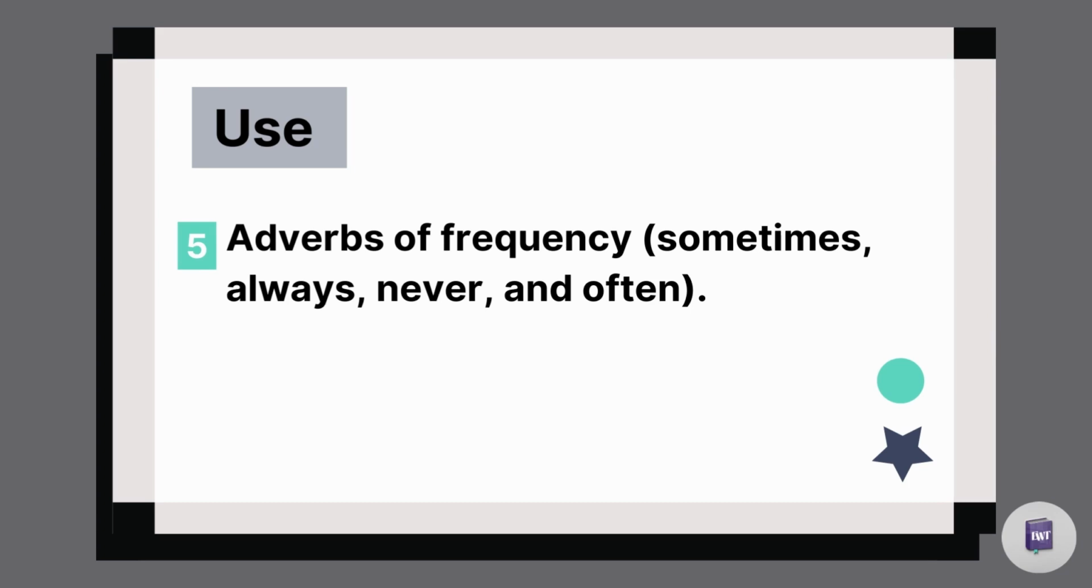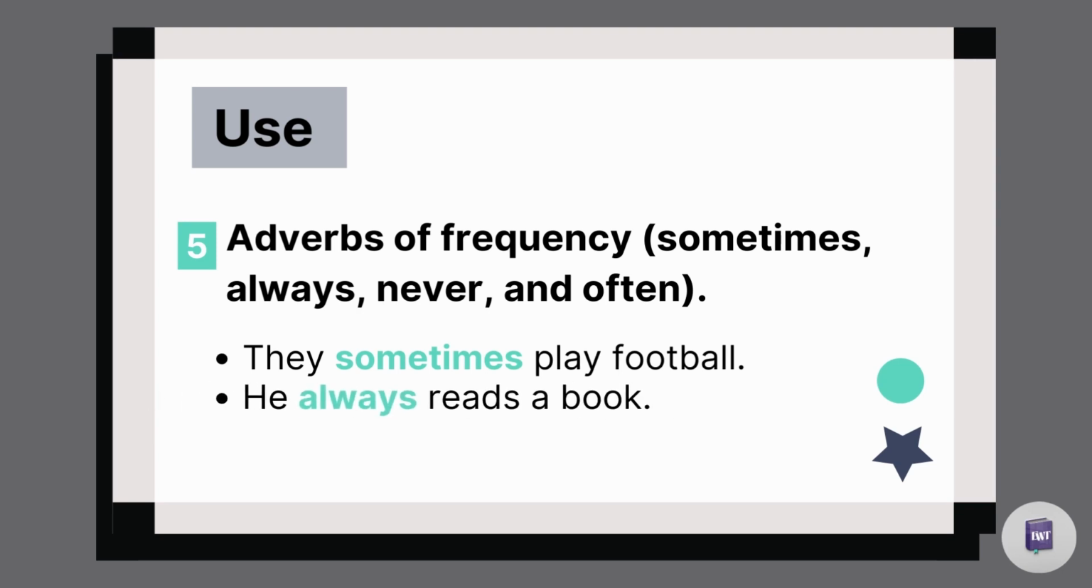Number 5, we use these words, sometimes, always, never, and often, with the present simple. And these words are called adverbs of frequency. For example, they sometimes play football. He always reads a book. I never go to the cinema.